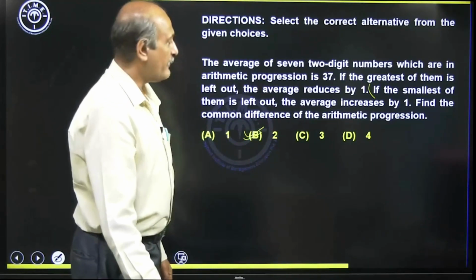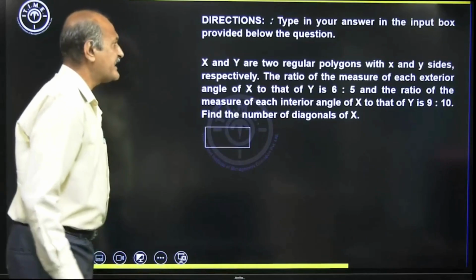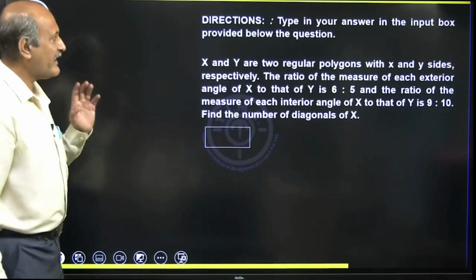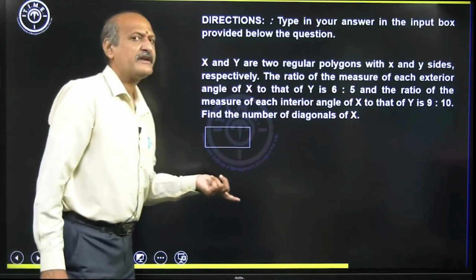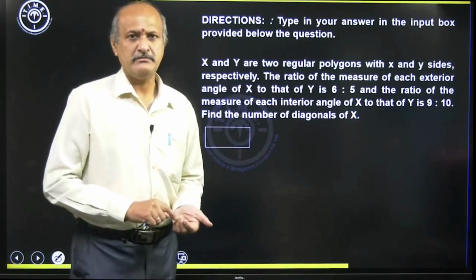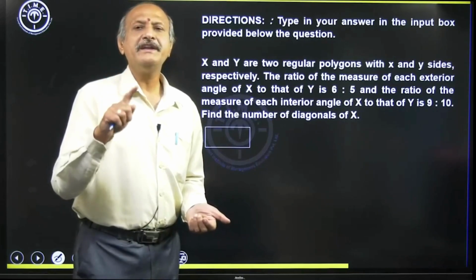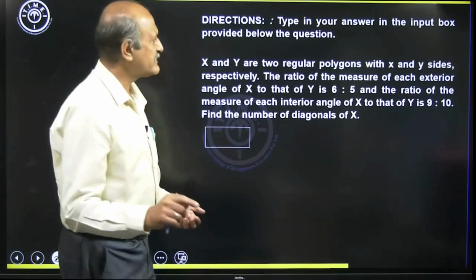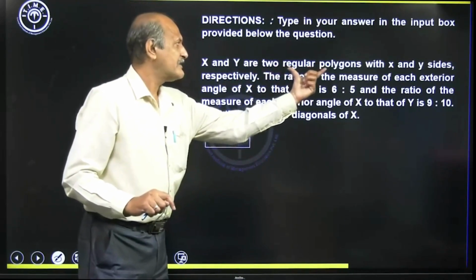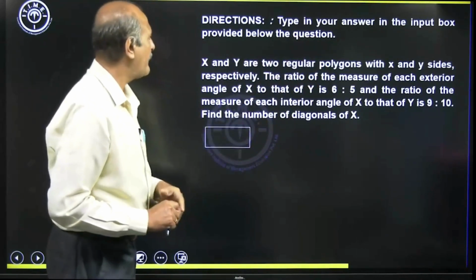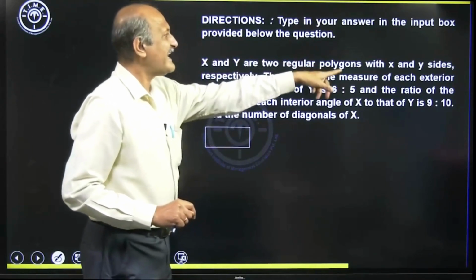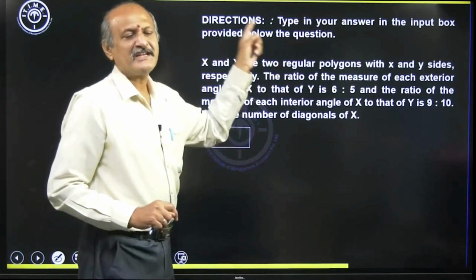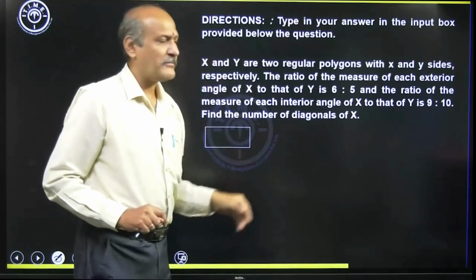Okay, now let's see another question. It reads, x and y are two regular polygons. What should we understand from regular polygons? All sides are equal, all interior angles are equal, all exterior angles are equal. That's what you have to identify from the words given, regular polygon. Okay, x and y are two regular polygons with x and y sides respectively. One polygon has x number of sides, another polygon has y number of sides.